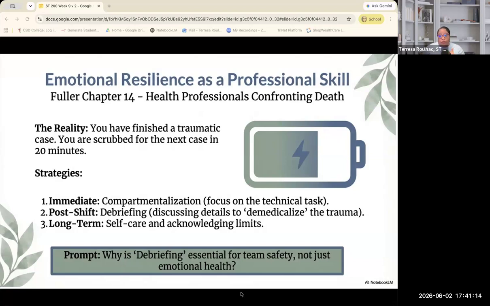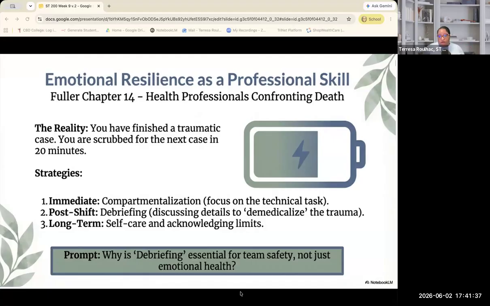And then there's long-term self-care. Self-care is not an indulgence. It's acknowledging limits. You cannot carry every outcome without consequence. We as professional CSTs who last in this field, we know when to pause.